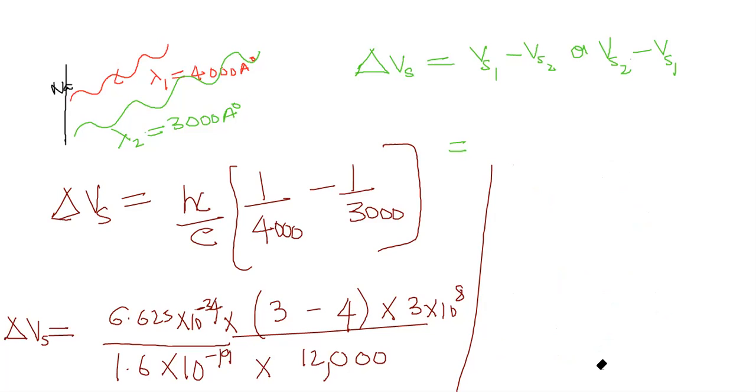So we need not worry about the negative sign. That's not a problem because when it is a delta, it is Vs1 minus Vs2 or Vs2 minus Vs1, so we can take the modulus part of it. So delta Vs will be, how much is that? These cancellations we have to do. 10 power minus 19 is here, 10 power minus 34 is here. You cancel these two, what would you get?